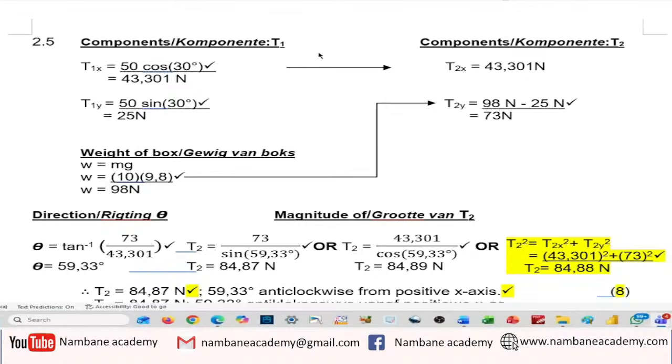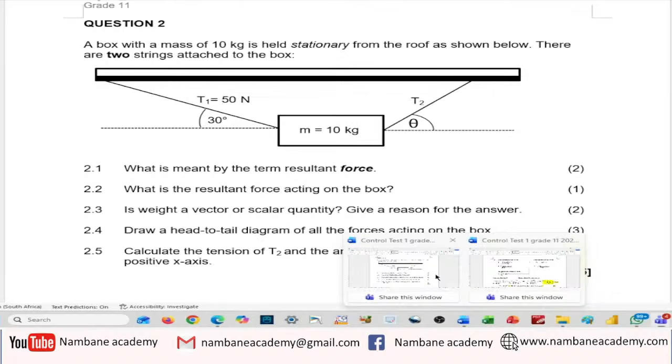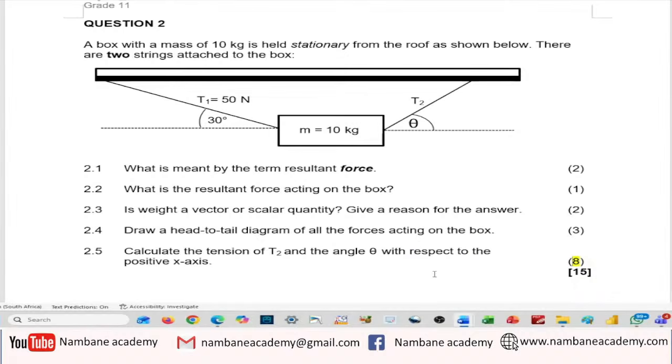I just want to check, calculate, and then they use the closed vector diagram, because the only unknowns will be T2 and theta. And then they use the scale drawing. No, normal calculations, trig ratios.